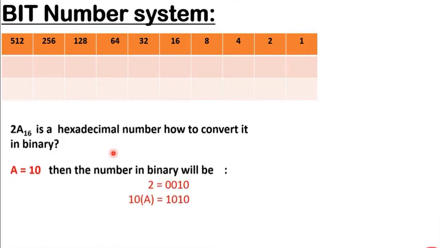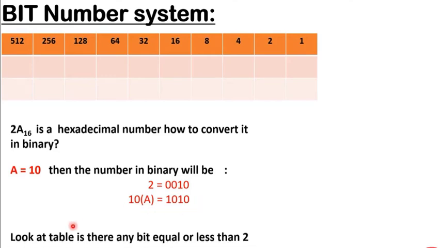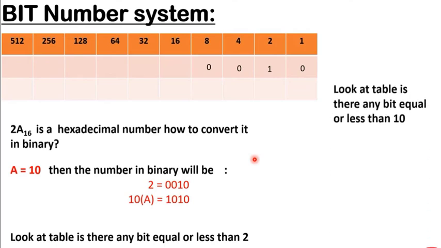A in the hexadecimal number system is actually 10, and the number in binary will be 2 is equal to 0010, and 10 is equal to 1010. So how? Look at the table. Is there any bit equal to or less than 2? Yes, here is 2. So we will turn this bit on, and then we will put zeros in all the others because you are using just the 2.